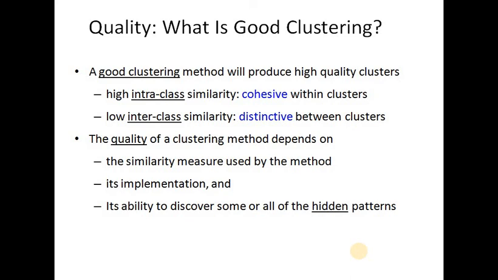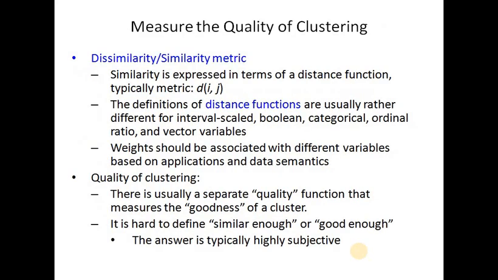These are the qualities of good clustering. A good clustering method will produce high quality clusters in terms of high intra-class and low inter-class similarities between the clusters. The quality of a clustering method depends on the similarity measure. A good clustering will measure the actual difference between two objects, with the ability to discover some or all of the hidden patterns. So these are the measures and quality of clusters.